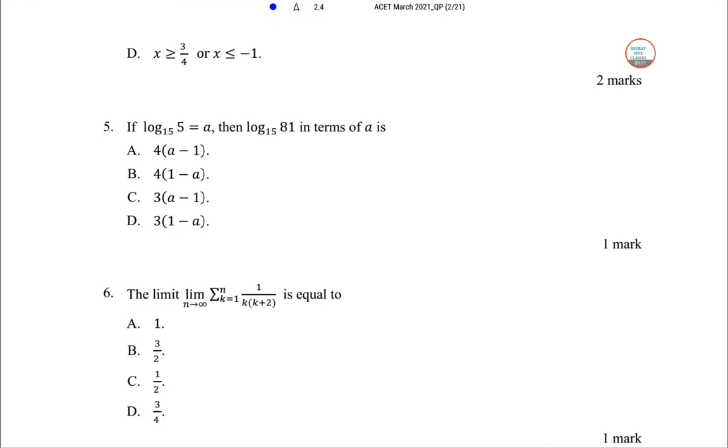Hello students, in this video I'm going to solve from question number 5 in the ACET 2021 March paper. It is the ACET 2021 March question paper. Okay, so what is given here? In question number 5 we have a logarithm-based question. Log 5 base 15 is A, and we need to find log 81 base 15.